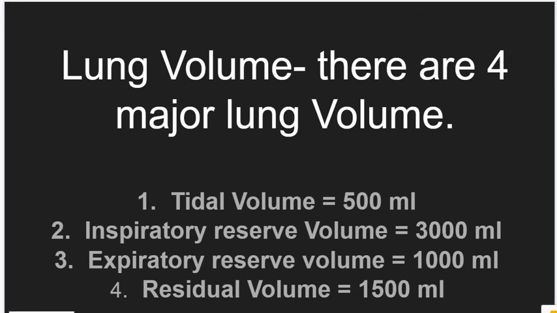Hello students, we are almost on the last topic of this chapter, that is the lung volume. There are four major lung volumes. Tidal volume, that is around 500 ml. Inspiratory reserve volume, that is 3000 ml. Expiratory reserve volume, that is 1000 ml, and residual volume, that is 1500 ml. In total, it becomes 6000 ml. This 6000 ml is the total amount of air which our lungs can hold.